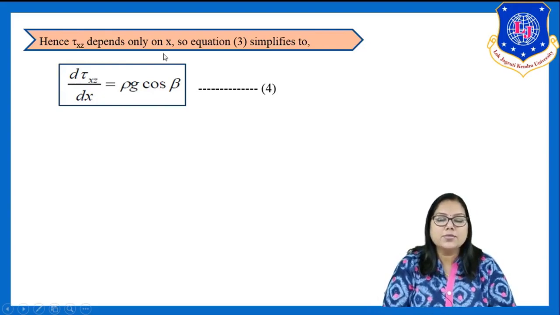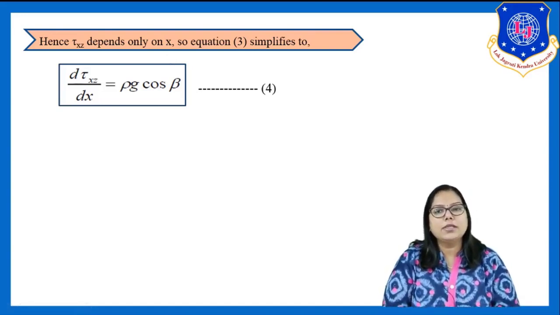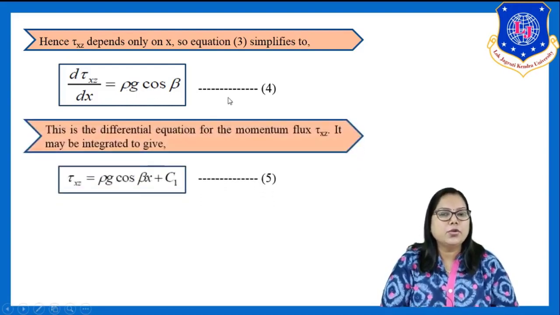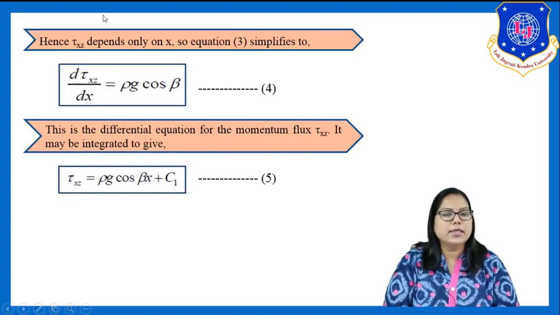After applying these assumptions, tau xz depends only on x. Equation 3 simplifies to d tau xz upon dx equals rho g cos beta. This is my equation number 4, the differential equation for the momentum flux tau xz. The integration of this equation gives tau xz equals rho g cos beta x plus c1. This is equation number 5.